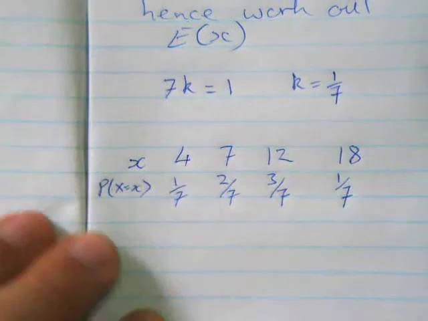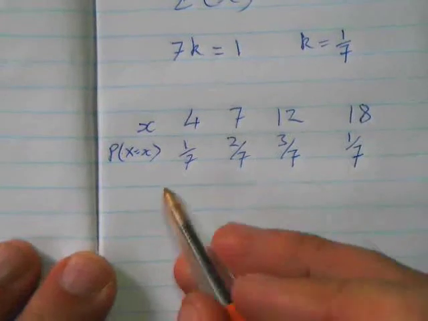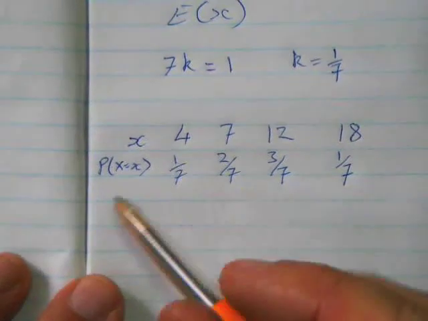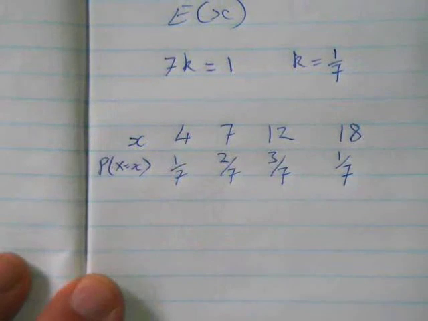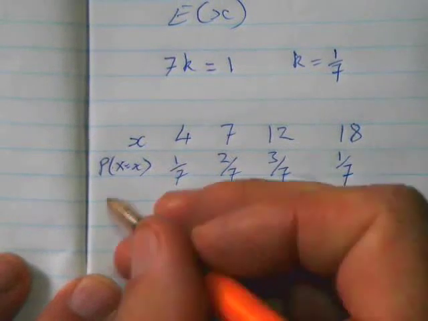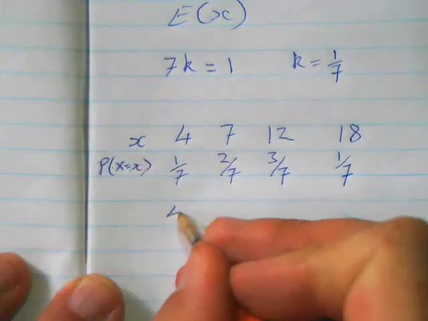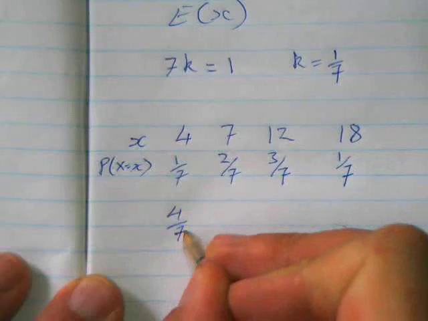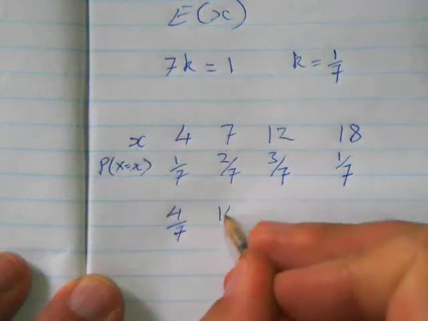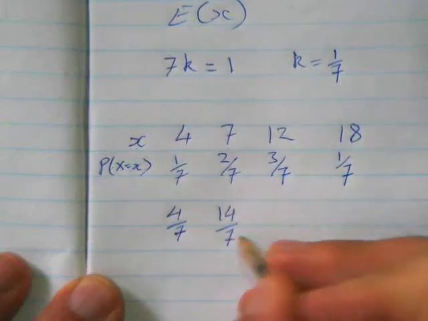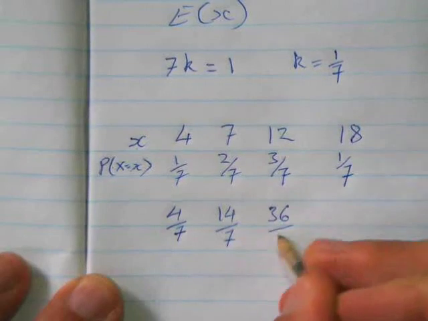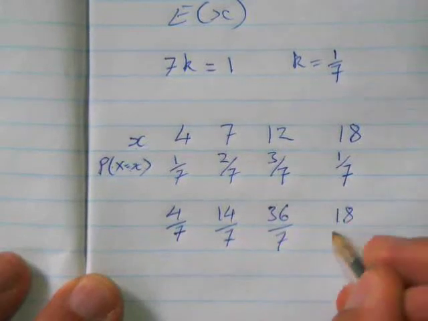Now the rest of it's really, really pretty easy. Do you remember what we have to do to find the expectation? We're finding the average, which means we add them all up, divide by how many we got. And in this context, what we do is we do these two times each other. So this gives us 4/7. This gives us 14/7. This just gives us 36/7. And this gives us 18/7.